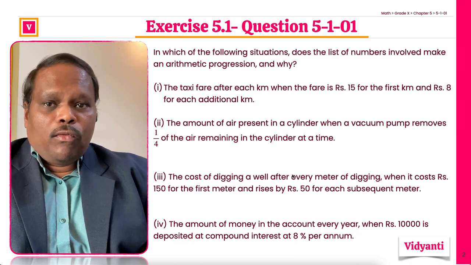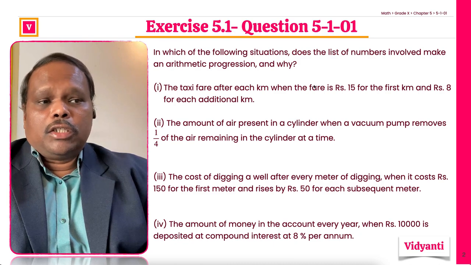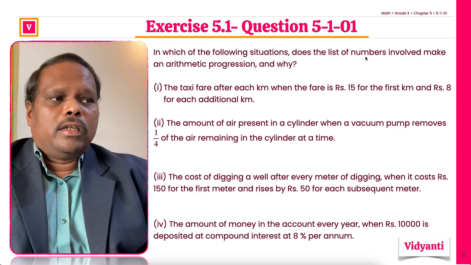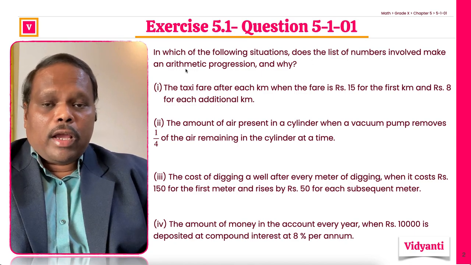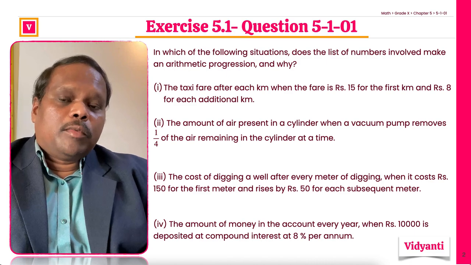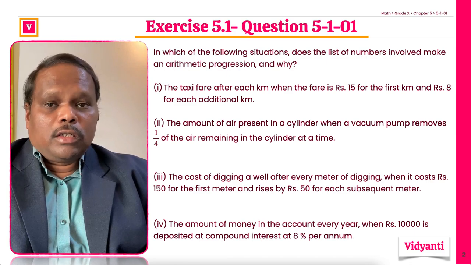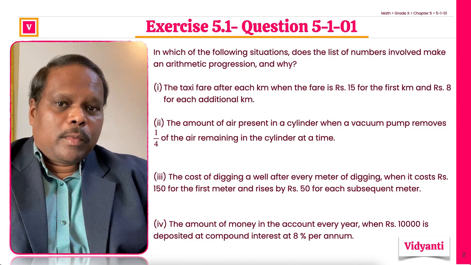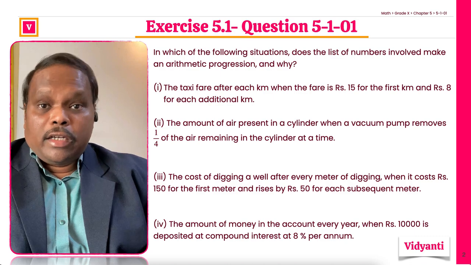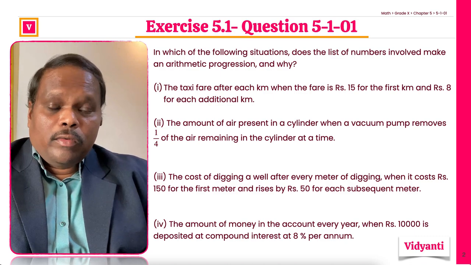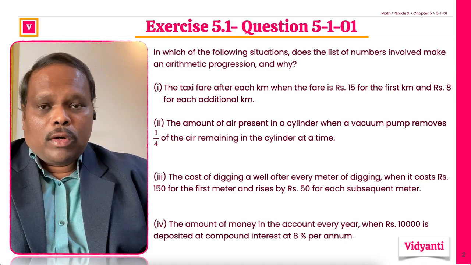We have been given 4 different scenarios, and in each of the following situations, does the list involve an arithmetic progression? Remember, arithmetic progression is when the subsequent terms have a constant uniform difference, which is the common difference, and we have to explain. We can create the first couple of terms, identify the pattern, how the numbers are evolving, and with that we can make our own conclusion.